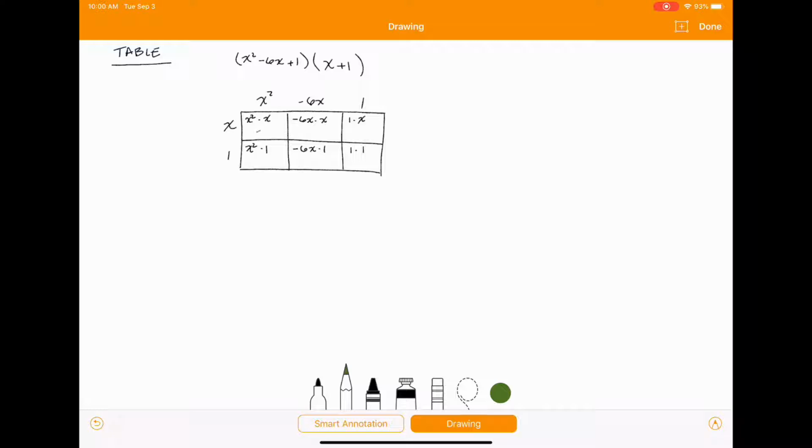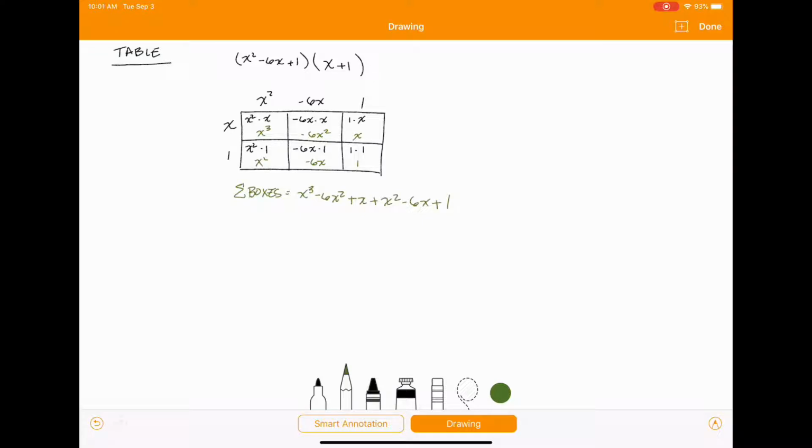All right, so then you just take those answers. x squared times x is going to be x cubed. Negative 6x times x is negative 6x squared. x times 1 is x. x squared times 1 is x squared, negative 6x times 1 is negative 6x, and 1 times 1 is 1. Then you just take the sum of all of these values that you came up with in your table. So we're going to sum the boxes. That's going to equal x cubed minus 6x squared plus x squared minus 6x plus 1.